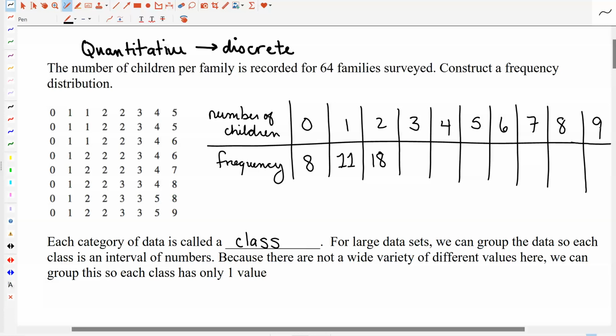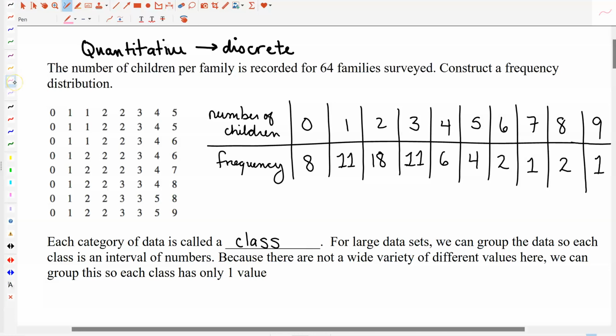Alright, so hopefully you paused it and you tried it on your own. So you should have gotten that the data value of 3 has a frequency of 11. The data value of 4 has a frequency of 6. 5 has a frequency of 4. 6 has a frequency of 2. 7 has a frequency of 1. 8 has a frequency of 2. And 9 has a frequency of 1.